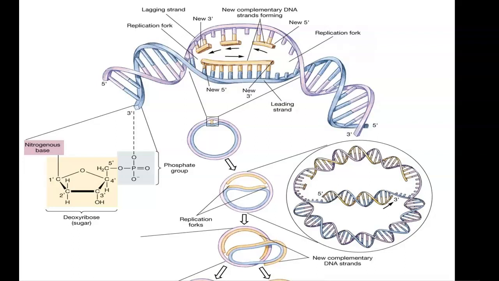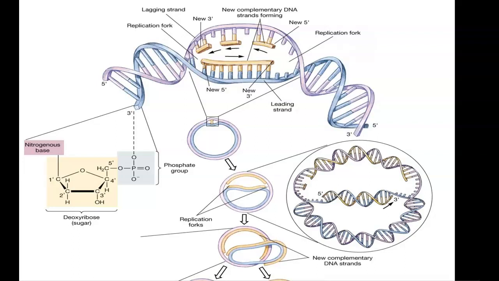On the other side, because we're running in that anti-parallel configuration, the pink side, it's going to have to be made in pieces. This is what we call the lagging strand, because several RNA primers need to be put down so that the polymerase can add that chemistry one nucleotide at a time with that 5' to 3' direction. So this is what we call the lagging strand.